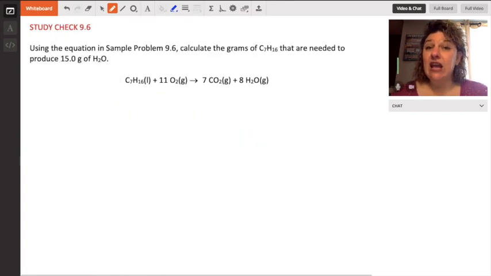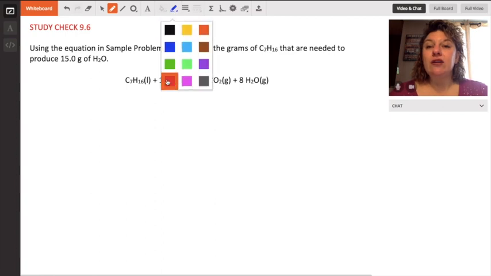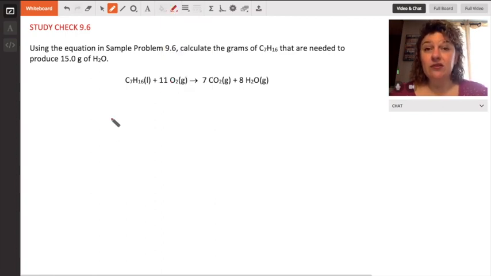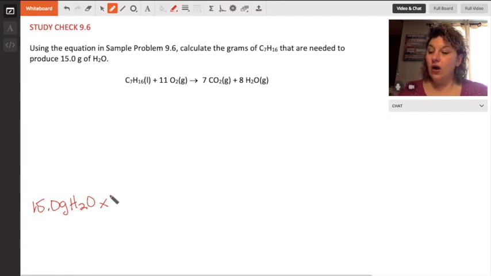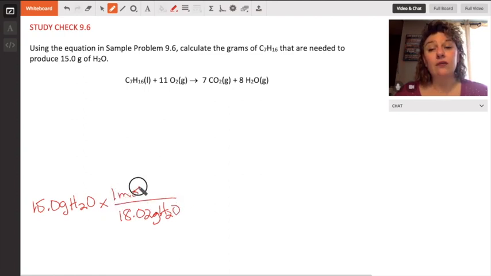All right, so this one is the same equation that we just had. We're calculating the grams of C7H16, that's our heptane, that are needed to produce 15 grams of water. So the very first way we're going to do it is using the recipe method that Tyler DeWitt uses. So we need the molar mass of water. 15.0 grams of H2O. Now, if we add 2 H's and 1 O, we're going to get 18.02 grams of water, and that is going to be equal to 1 mole of water.